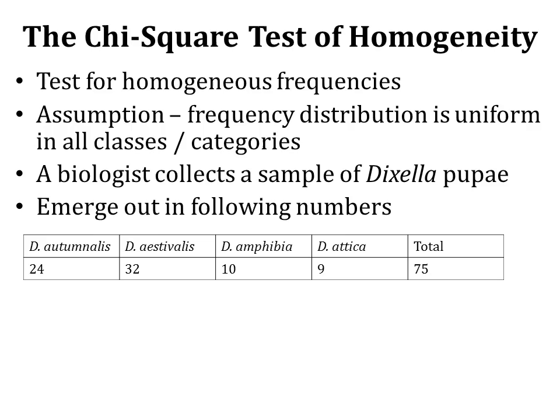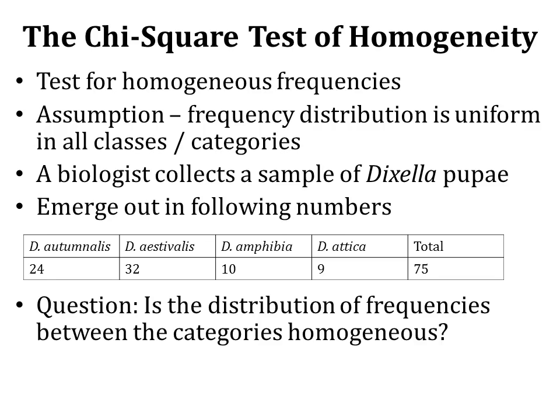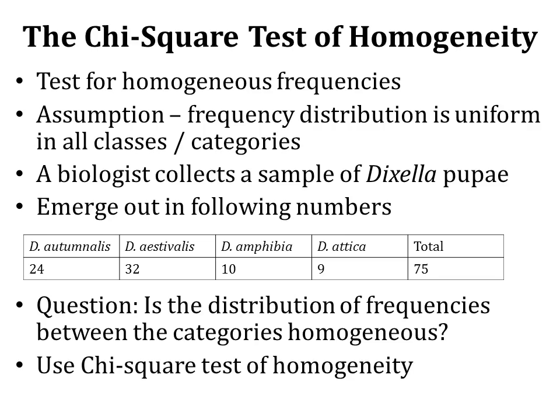Now we want to confirm whether this difference is significant or not. For that purpose, we are going to use the chi-square test of homogeneity. So our question is: is the distribution of frequencies between the categories homogeneous?